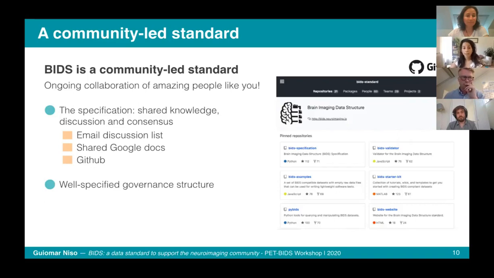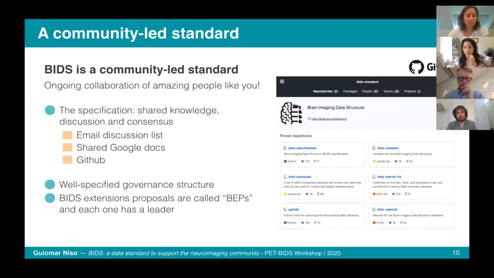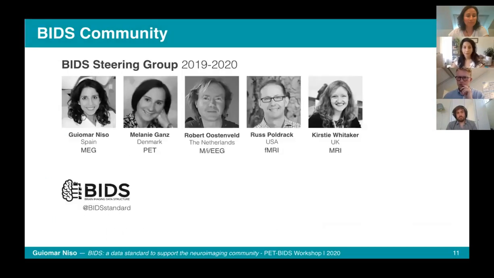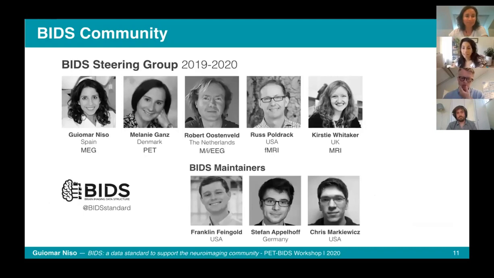We now have a very well specified governance structure, and every extension to a new modality is called a BEP, and each of them has a leader. And there's also a BIDS steering group. This is the current steering group, and we are all people from around the world with different expertise on different modalities. And here you have Melanie, who is the person responsible for BIDS. And we also have a really good team of BIDS maintainers. You will hear Stefan in a bit also.